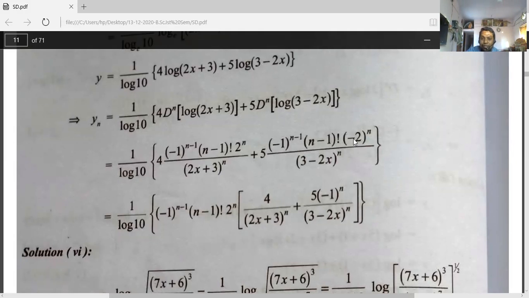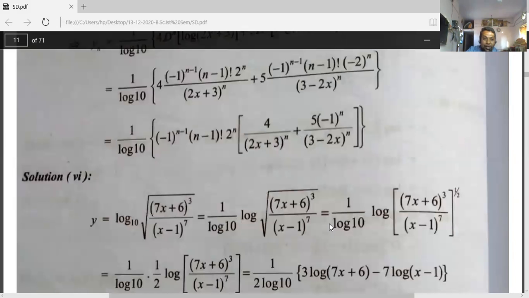But here you remember, minus 2 to the power n means you have to write minus 1 into 2, then take the power: minus 1 to the power n into 2 to the power n. You get 2 to the power n already taken outside, and the remaining you have to write here. Now the next one.